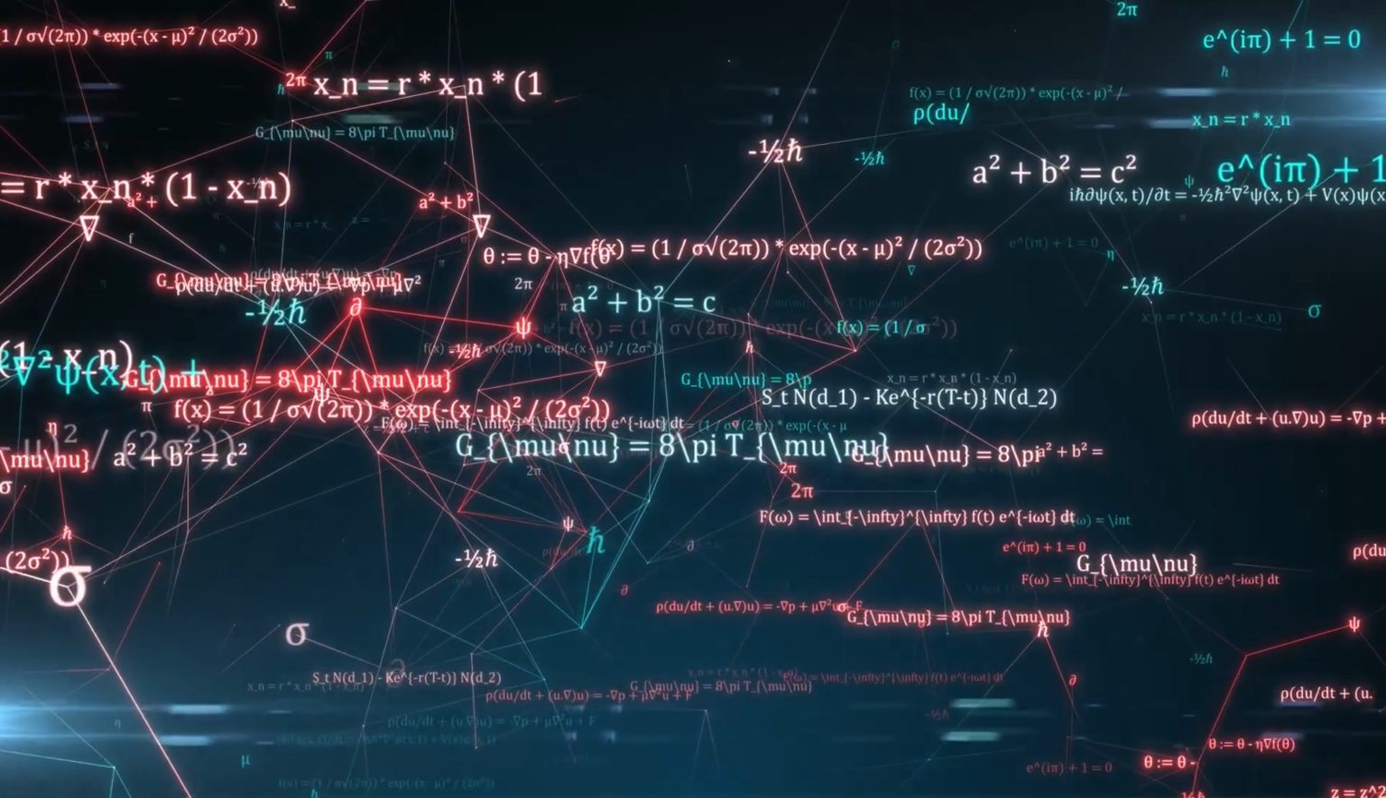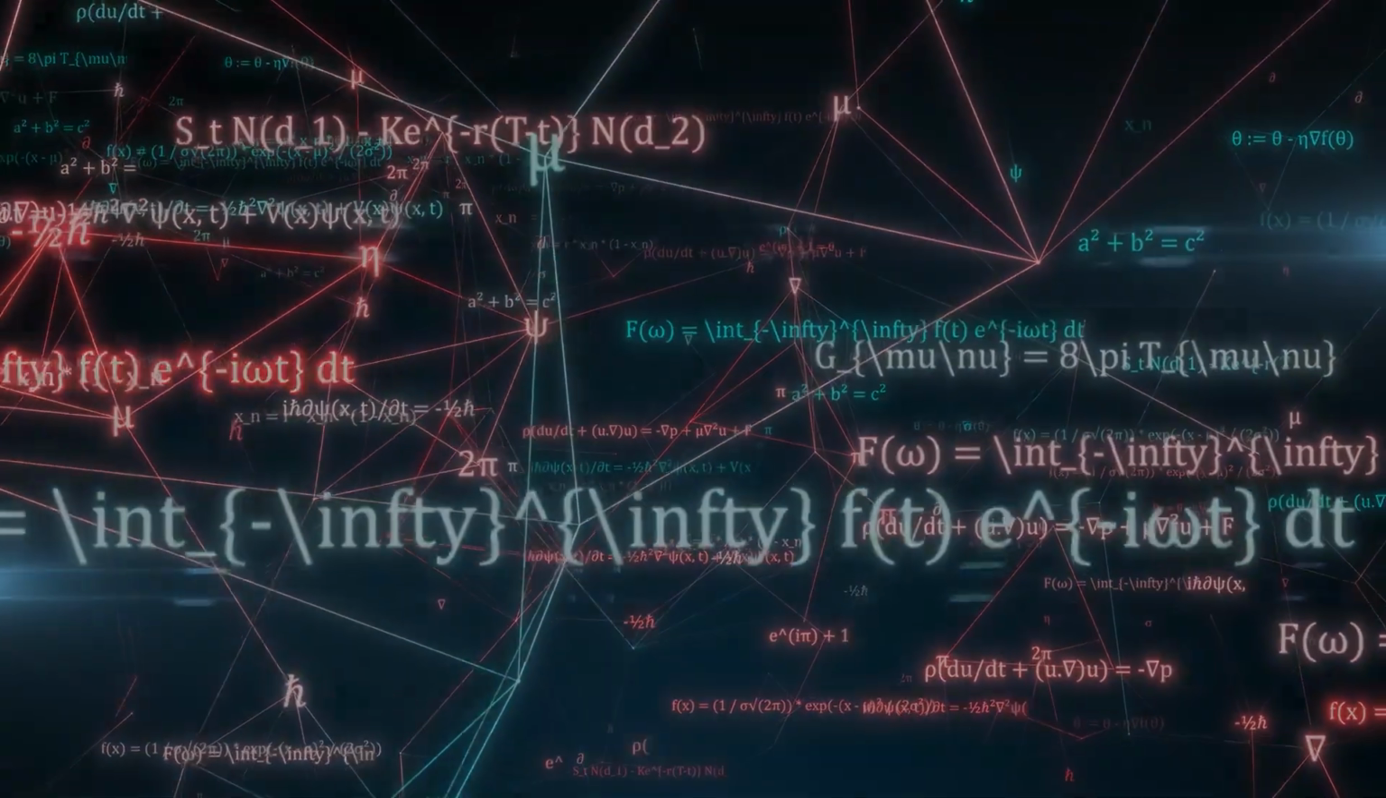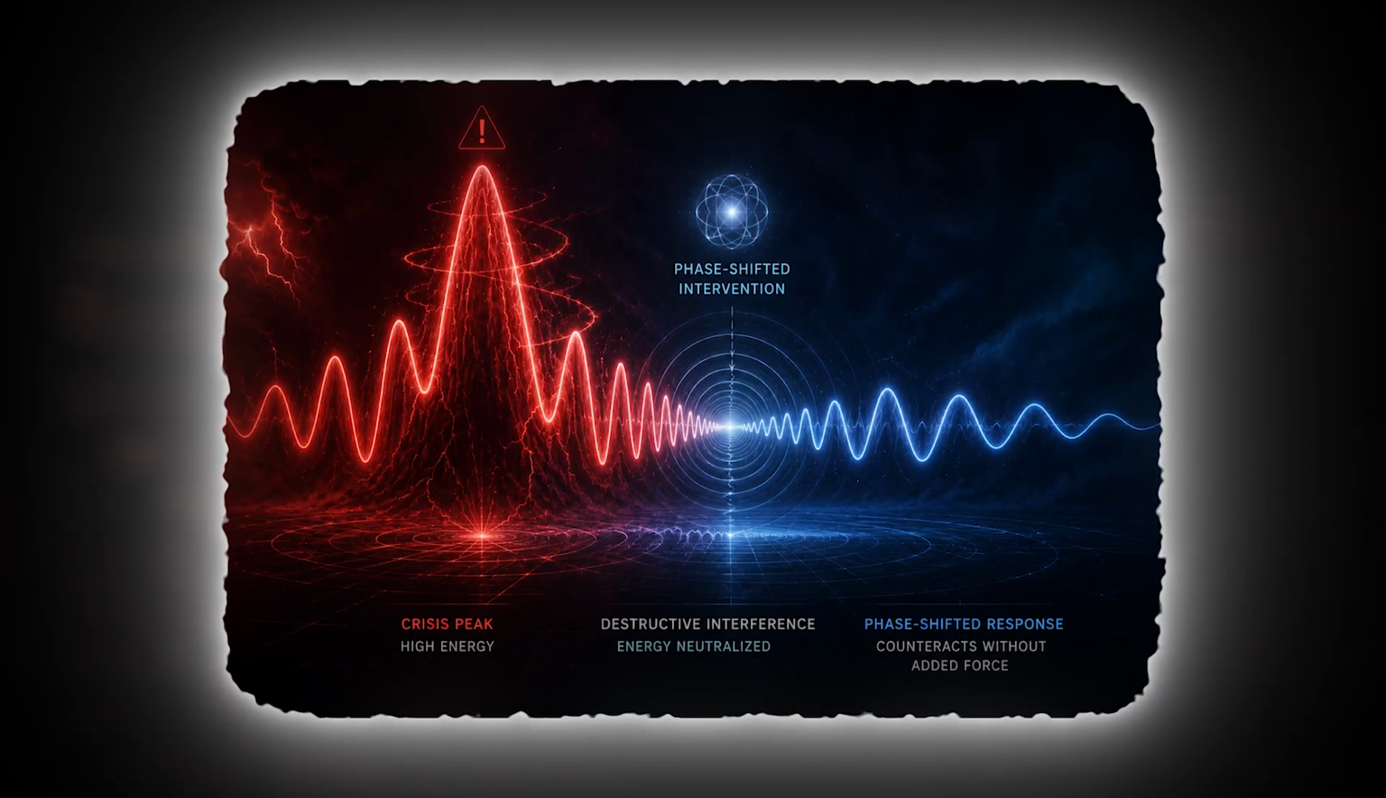A quantum literate leader uses this to solve problems. Instead of trying to outshout a problem, you introduce a countersignal. If a project is heading toward a catastrophic failure, a high-energy peak, you don't hit it with a wall of force. You introduce a phase-shifted intervention that causes the energy of the crisis to destructively interfere with itself. You solve the problem by making it zero out.